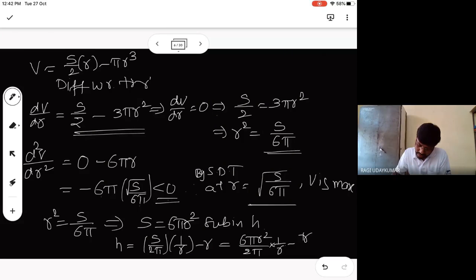So r square by... 3 r minus r is equal to 2r. So height is equal to 2r. So therefore, hence the volume is maximum when the height is twice the radius. Radius twice means when height is equal to the diameter. In that situation, the volume of the cylinder is maximum.